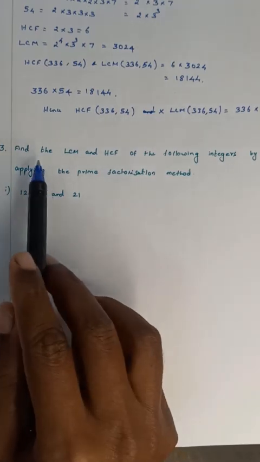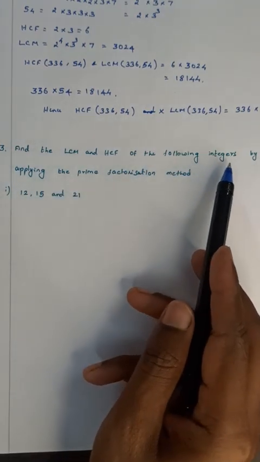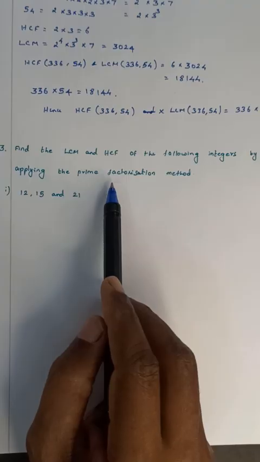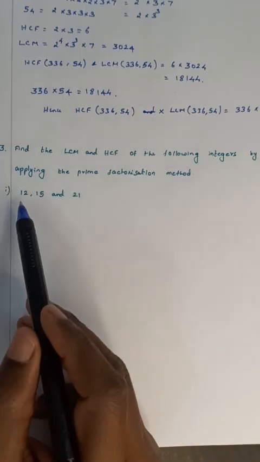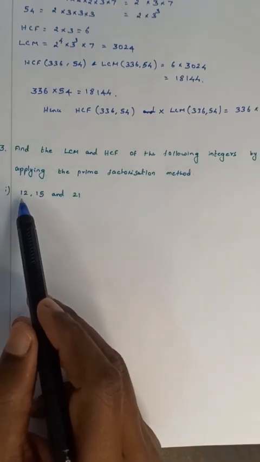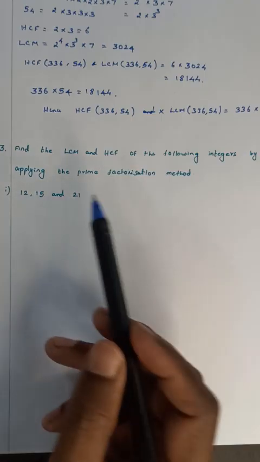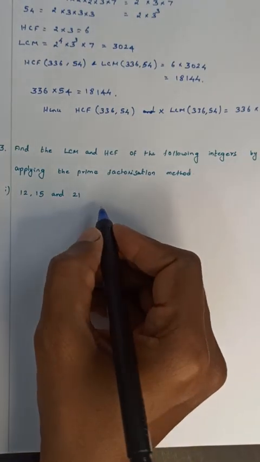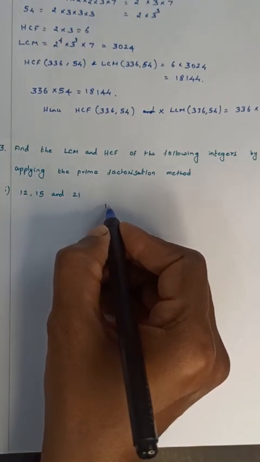Third question, find the LCM and HCF of the following integers by applying the prime factorization method. Subdivision 1, the given numbers are 12, 15 and 21.